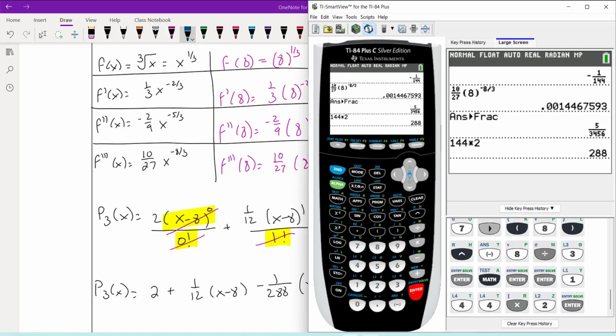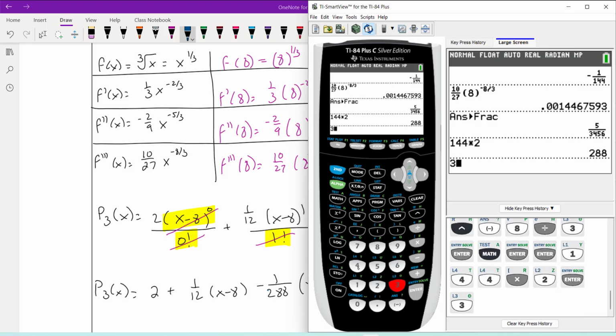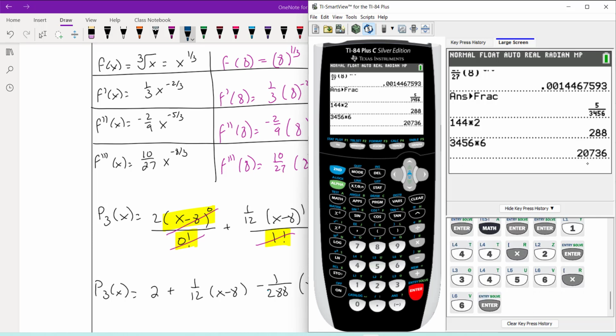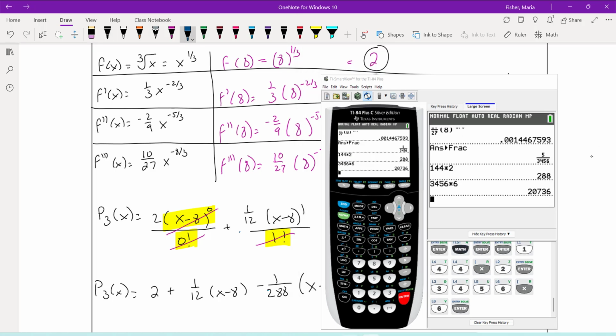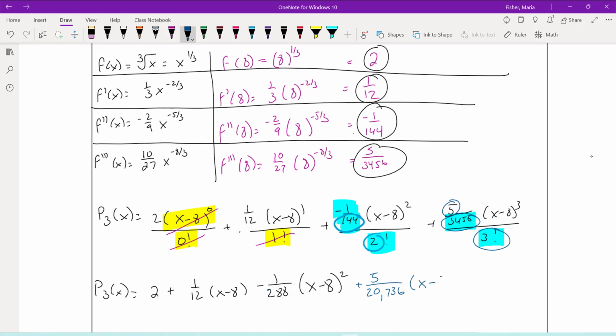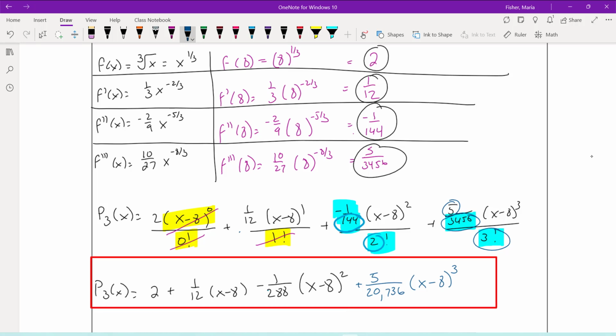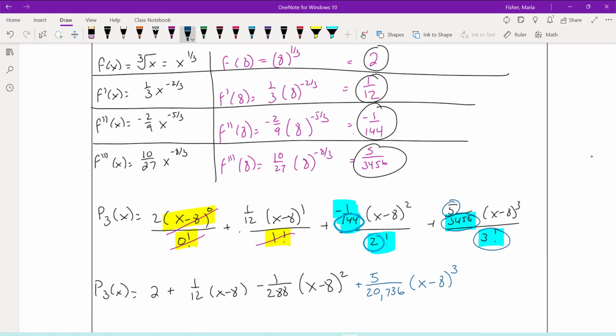3,456 and 3 factorial. If you don't remember that 3 factorial is 6, you can just write in 3 factorial. But 3,456 times 3 factorial, or 6, gives you 20,736. So that becomes plus 5, don't forget about your numerator of 5, over 20,736, and then that's x minus 8 cubed. So the third degree polynomial that mimics the cube root of x, centered at x equal 8, is this polynomial right here. That's it for Taylor polynomials and approximations.